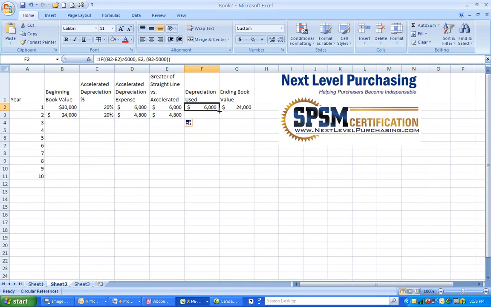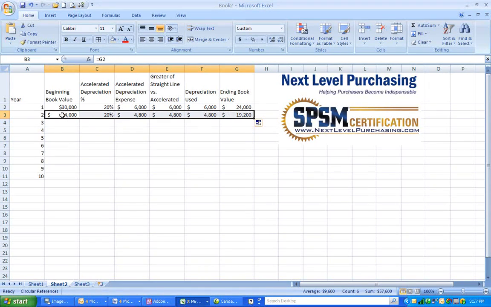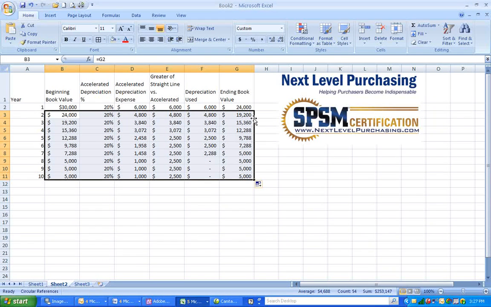We can copy down our if function as well, and we will use the 4,800, which means that we will not be going below our ending book value, or our ending book value would not be going below our salvage value. And again, that is the case. And now that we have formulas in all 6 of these cells, we can simply highlight that range, put our pointer over the bottom right corner of that range, and double-click to populate the rest of our spreadsheet.